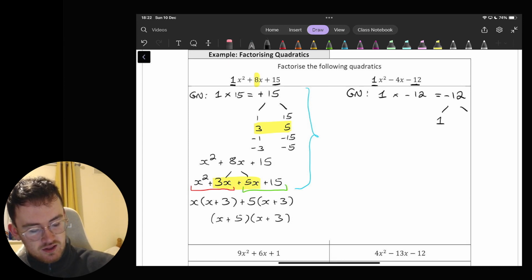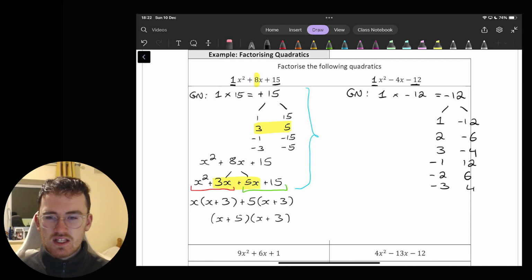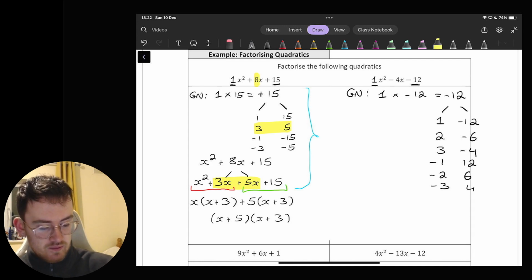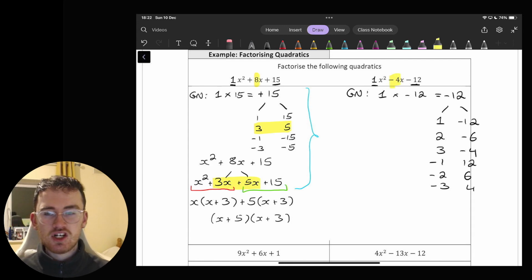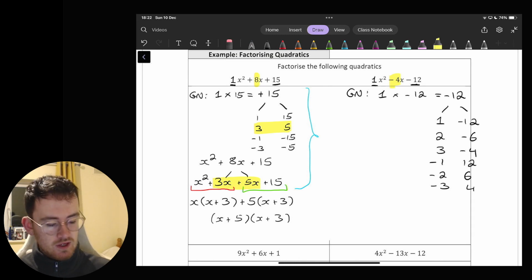Starting with my factors, it's 1 and minus 12. I could do 2 and minus 6. I could do 3 and minus 4. I could also do minus 1 and 12, minus 2 and 6, and minus 3 and 4. To decide which of these pairs I'm going to use, I once again look at my middle term, and this time it's a minus 4. Which of my pairs would combine to give me that? Well, it would be the 2 and minus 6.